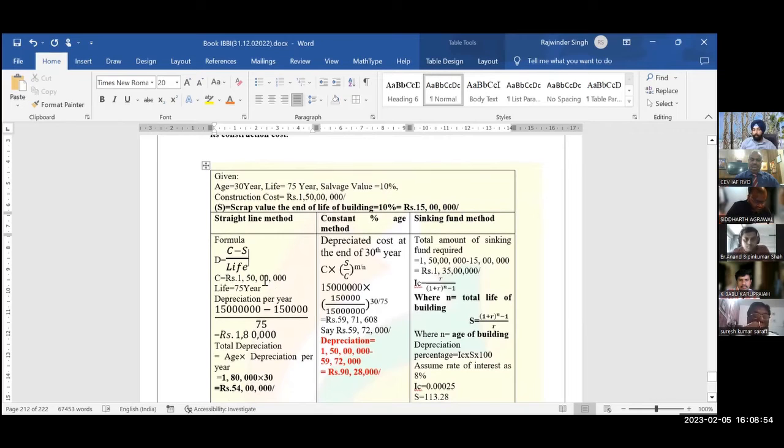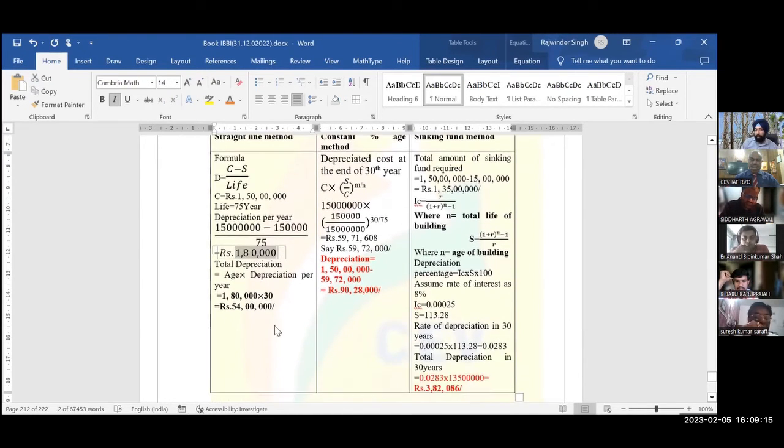So you calculate the depreciation by straight line method, which is (C minus S) upon life. 1 crore 50 lakh, life is 75 years, sorry. So depreciation per year will be 1 crore 50 lakh minus 15 lakh divided by 75, it is 1 lakh 80,000 per year. And total depreciation in 30 years will be 54 lakh.